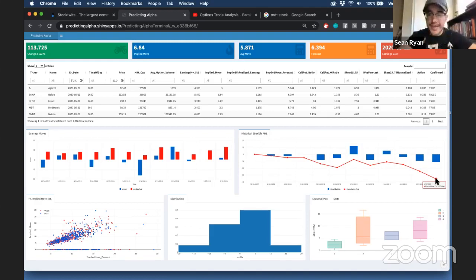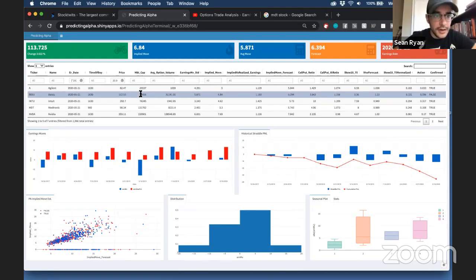But guys, take a guess as to why this historical straddle P&L is always in the negative, right? This is if you're buying a straddle at the earnings event, right? Take a guess, guys. I want to see what you guys think. But moving on, until I get those answers, looking at Baidu here, right? Baidu just has good option volume, good price. Everything's looking pretty juicy here.